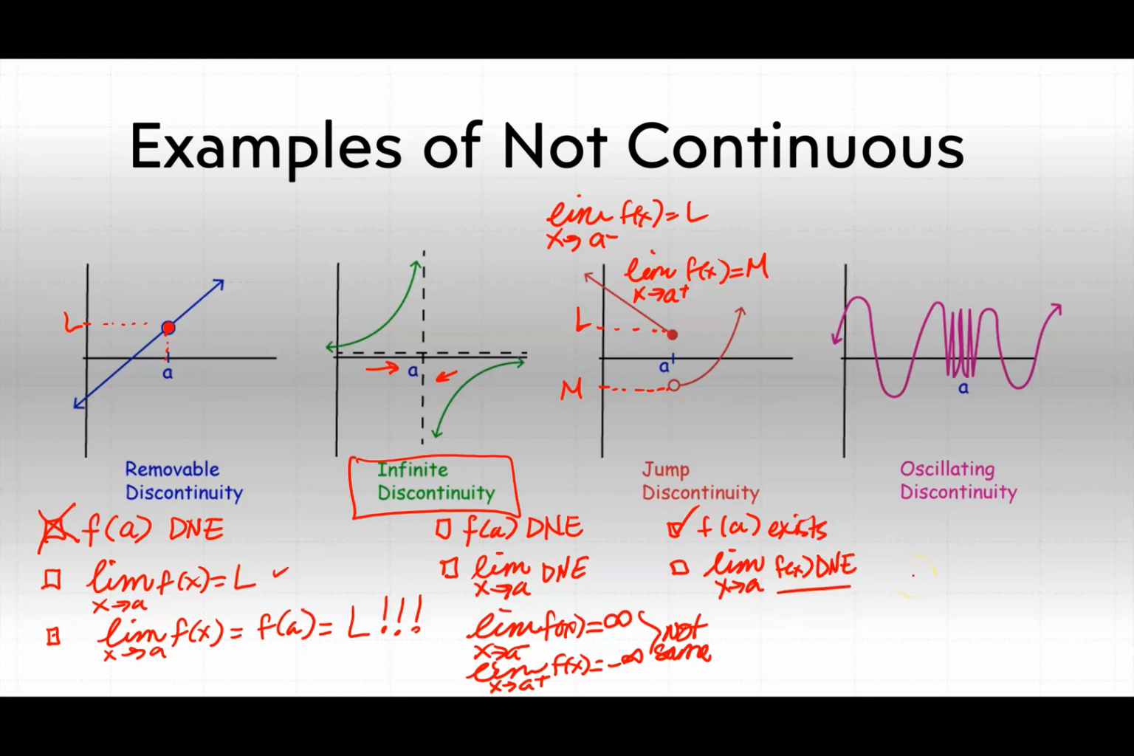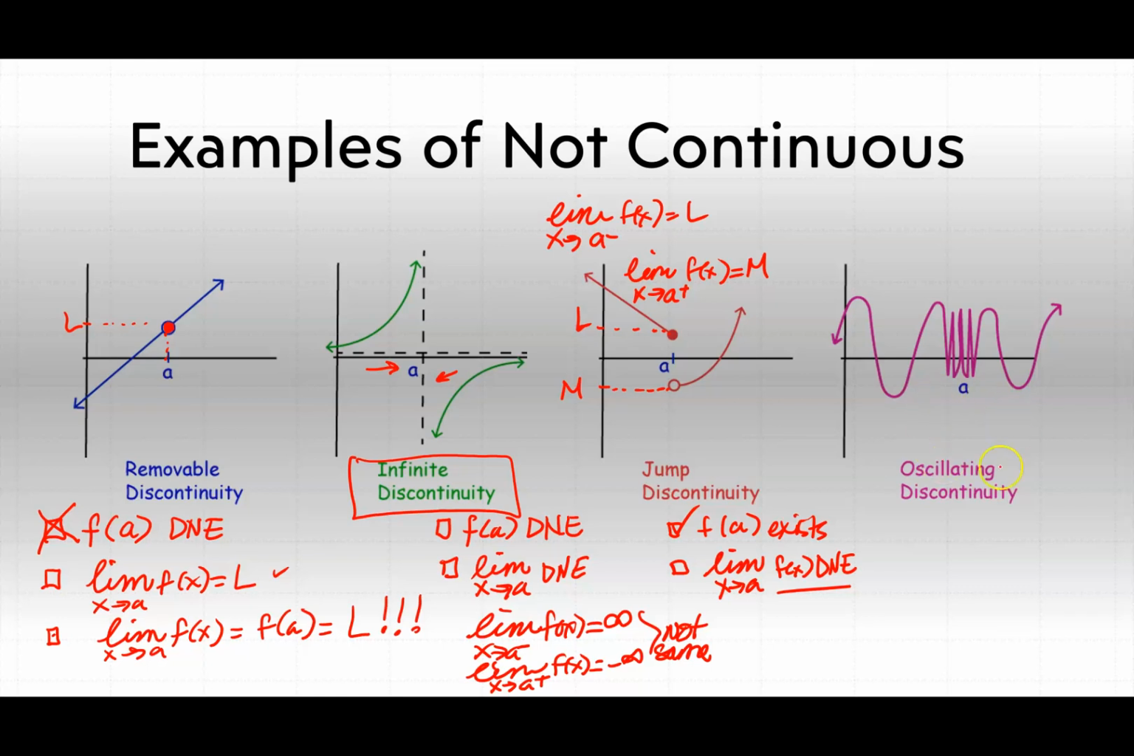There's no limit because approaching from the left, it goes to one number. Approaching from the right, it goes to another number. And if there's no limit, I cannot assign that limit to be a function value. Therefore, it is not removable.